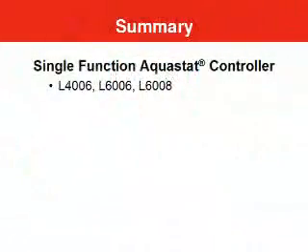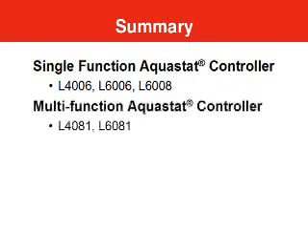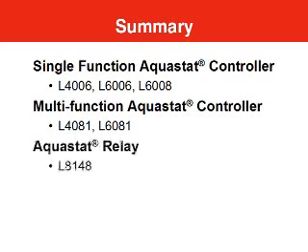There are single-function aquastat controllers, such as this L6006, that have a sensor and a single switch. Then there are multifunction controllers, like the L6081, that have a sensor and 2 switches so it can operate different circuits at different temperatures. By combining an aquastat controller with a relay and a transformer, we get an aquastat relay that can be the whole control system for a boiler.